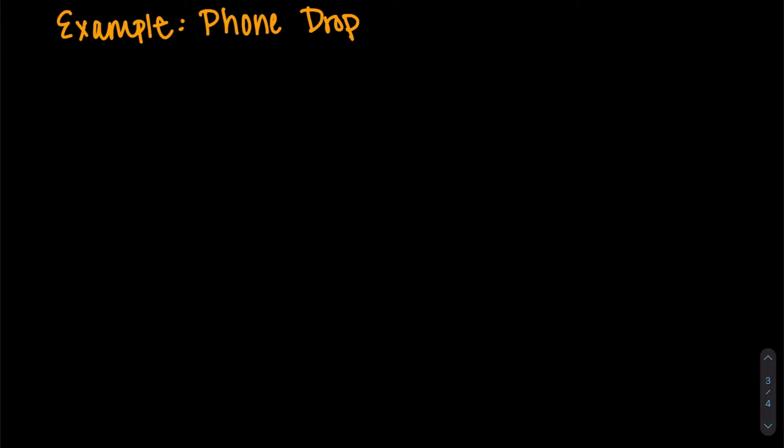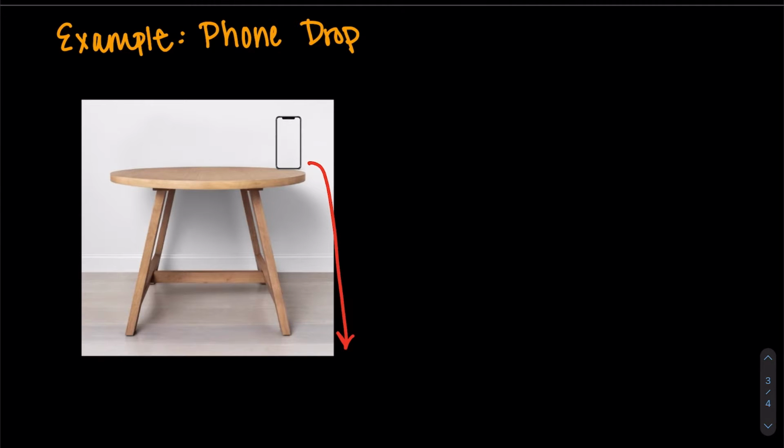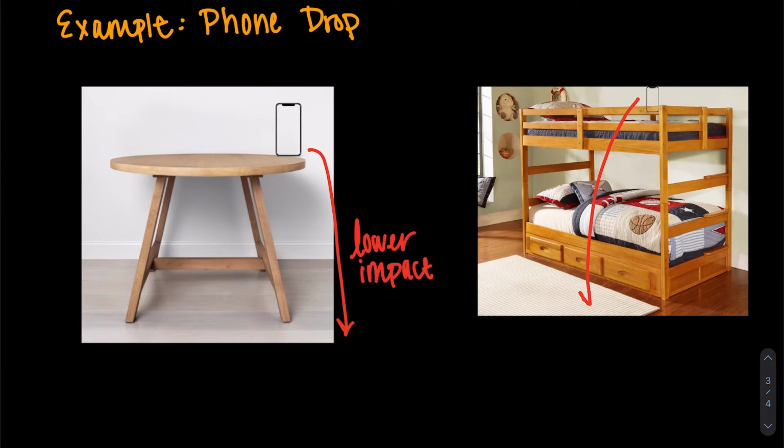Another example we're probably all familiar with is dropping a phone. If you drop your phone from a relatively low height, it will have a lower impact and thus less risk of shattering. If you drop it from a higher position, say a bunk bed, its impact on the floor will be higher because raising its height increases its potential energy and the risk increases of it shattering.